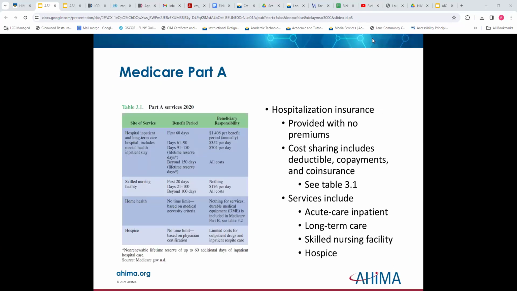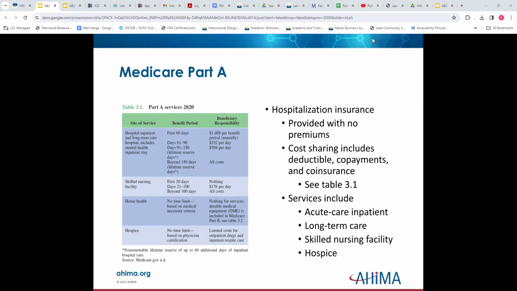So you can see here with Part A, the hospitalization, when we say entitlement, this means it's provided with no premiums once you sign up. However, having said that, there is some cost sharing. This includes deductibles, co-payments, and co-insurance, as you can see in this table.